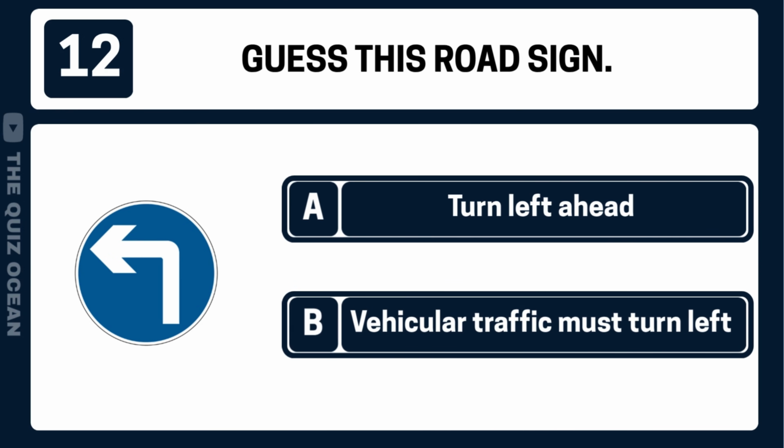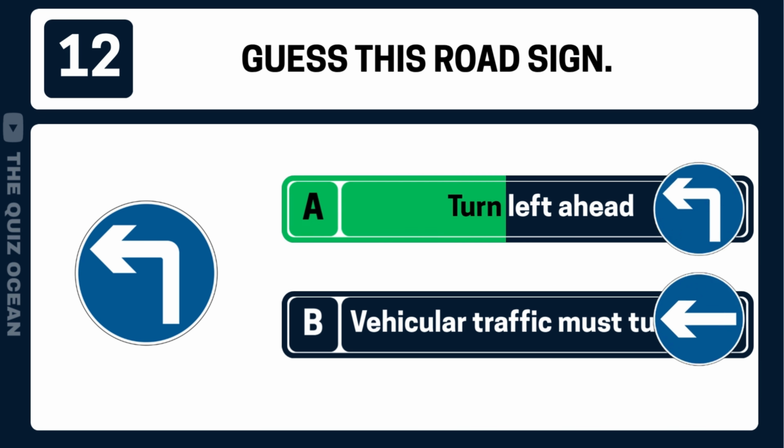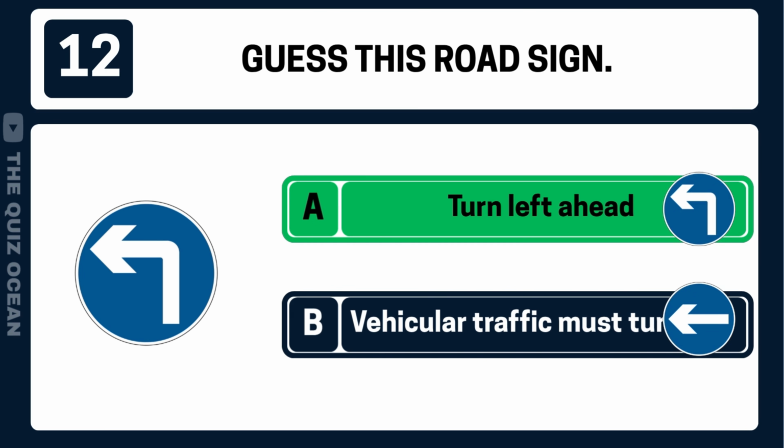Guess this road sign. A. Turn left ahead. B. Vehicular traffic must turn left. The answer is A. Turn left ahead.